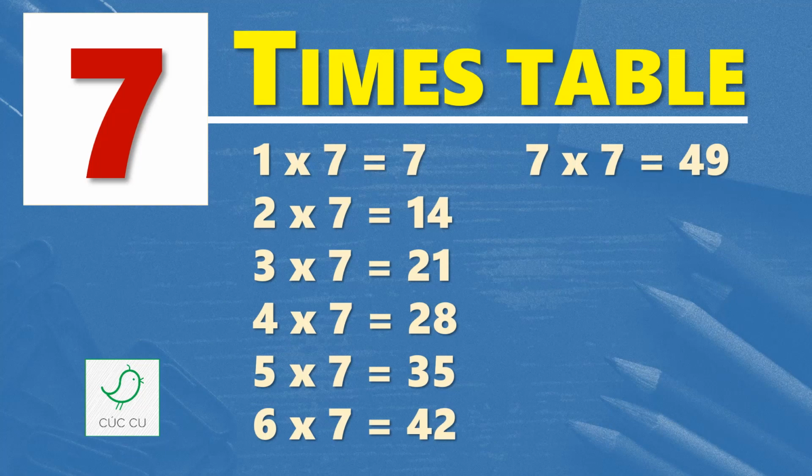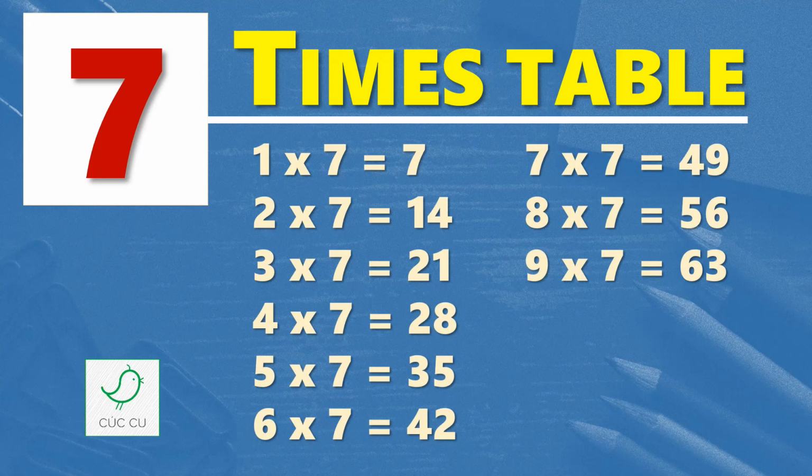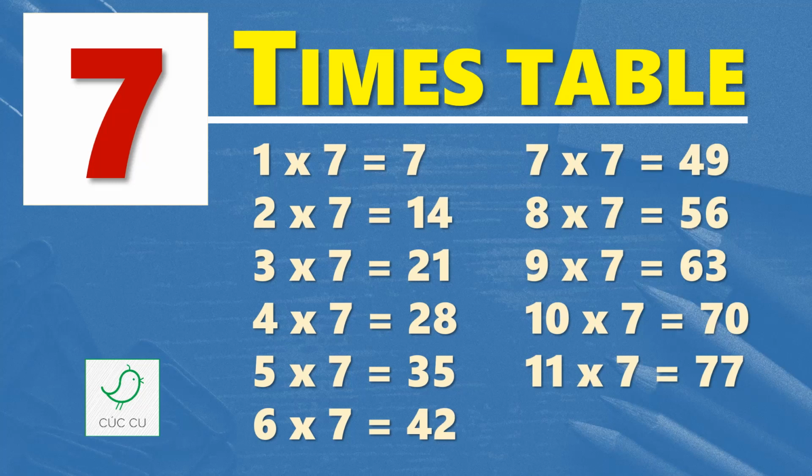7 times 7 is 49. 8 times 7 is 56. 9 times 7 is 63. 10 times 7 is 70. 11 times 7 is 77. 12 times 7 is 84.